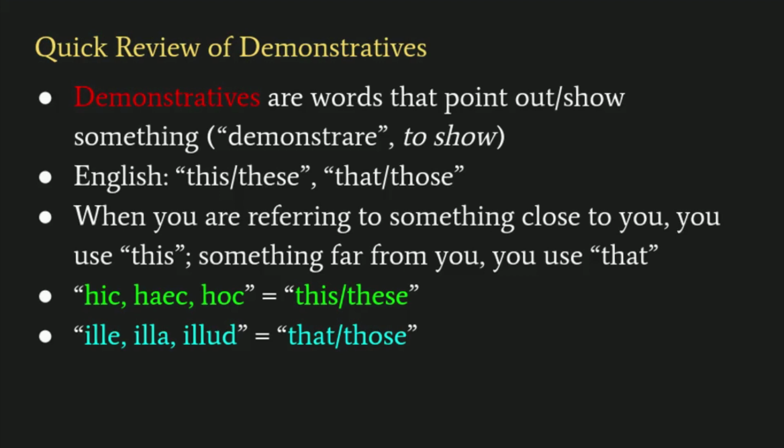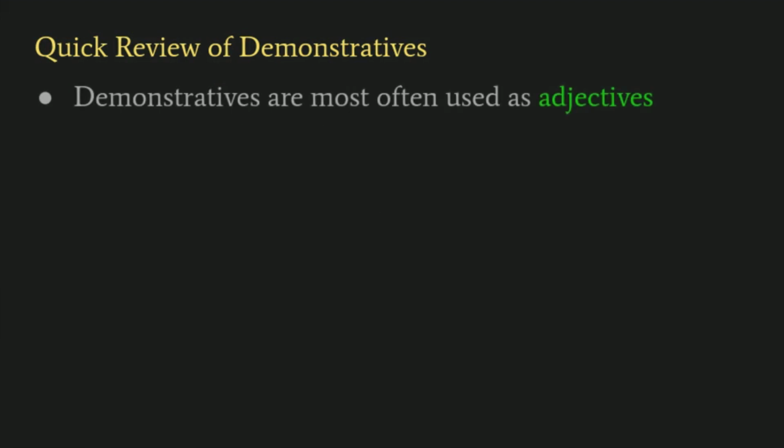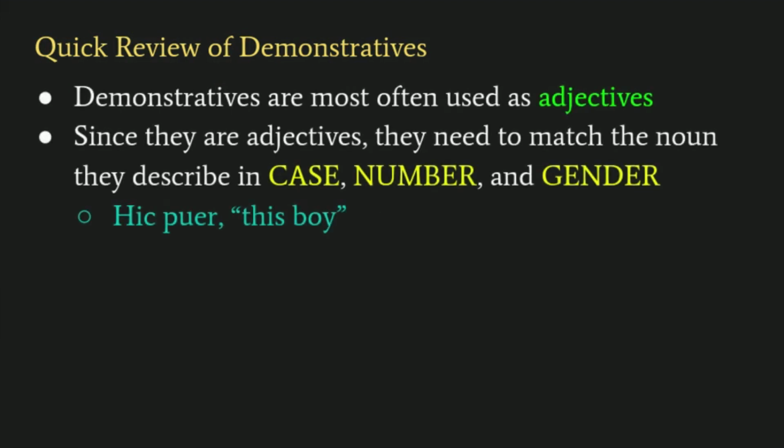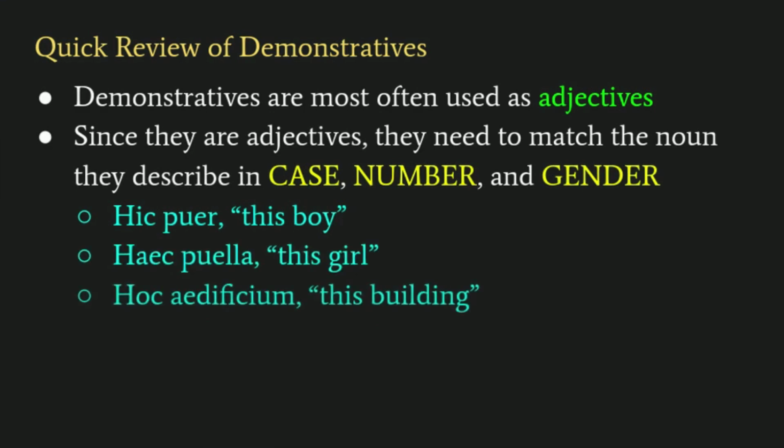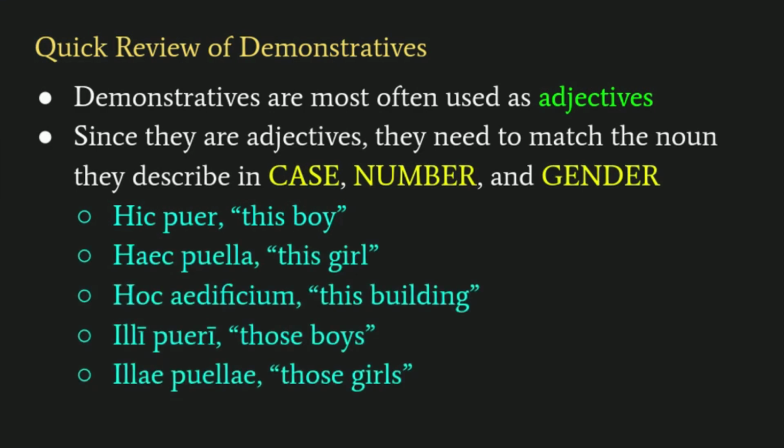Again, they're pointing words or showing words, right? It just helps you when you have two different things or something that you're trying to point out to someone. These words are really important in English and Latin for helping make sure that your meaning is clear and that you're understood. Demonstratives are most often used as adjectives. So since they're adjectives, they're going to be describing nouns. They have to match the noun they're describing in case, number, and gender, just like all the adjectives you've seen so far in Latin and all the adjectives you'll ever see, right?